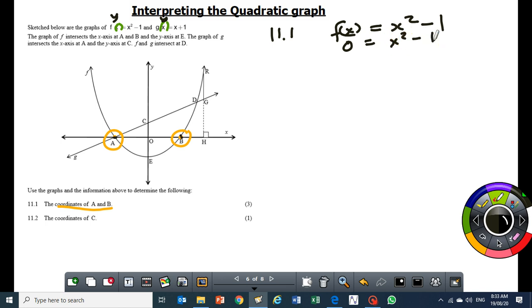Once I do that, you get an equation that you are familiar with from grade 9. Okay? That's a difference of two squares. So we have 0 equal to (x minus 1)(x plus 1). Right? If you solve that, you will get x equal to 1 or x equal to minus 1. Okay?